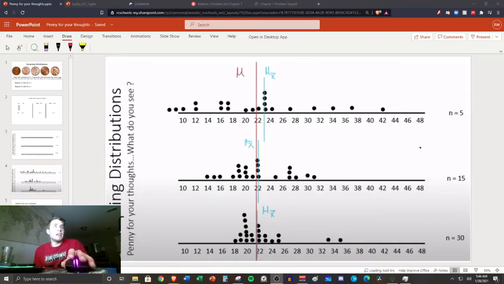Then during class, I also drew these little lines here. Okay, the blue lines represent the means of these sampling distributions that we have, and then the red line represents what we're trying to estimate. Okay, because we're trying to answer the question, what is the average age of a penny in the United States? That's what we wanted to know.